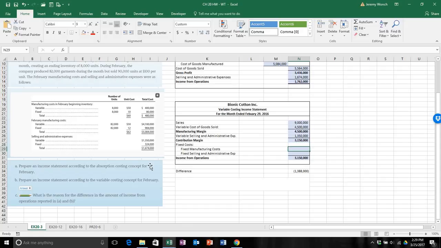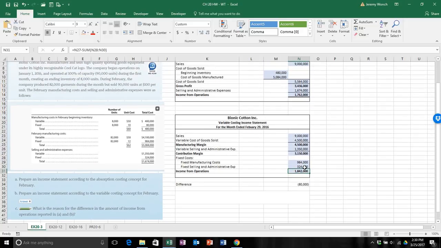Then we plug in the fixed manufacturing cost, which is the fixed manufacturing cost we incurred during that period, what we actually spent that period, not our beginning inventory. That is given to us right here at 984,000. And then our fixed SG&A, which is 324,000. Now, using the variable costing method, we have income from operations of 1.842 million, a difference of $80,000.